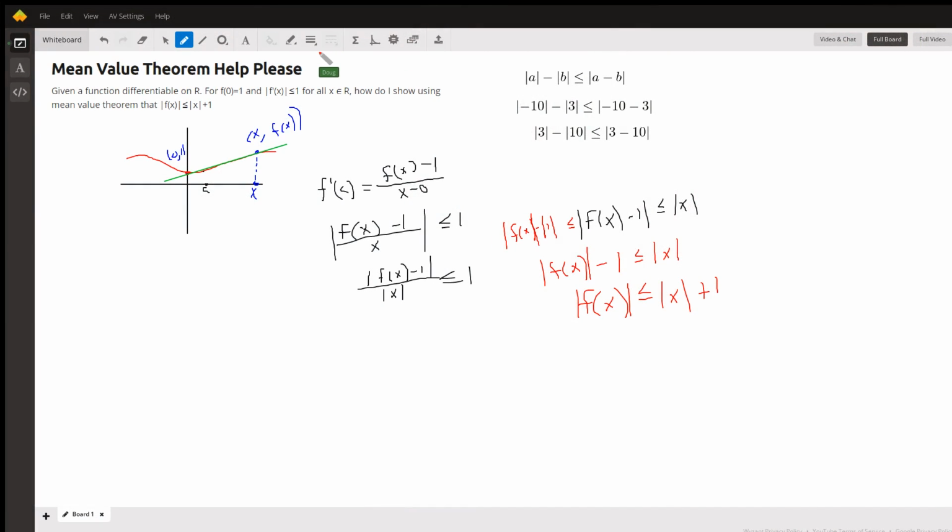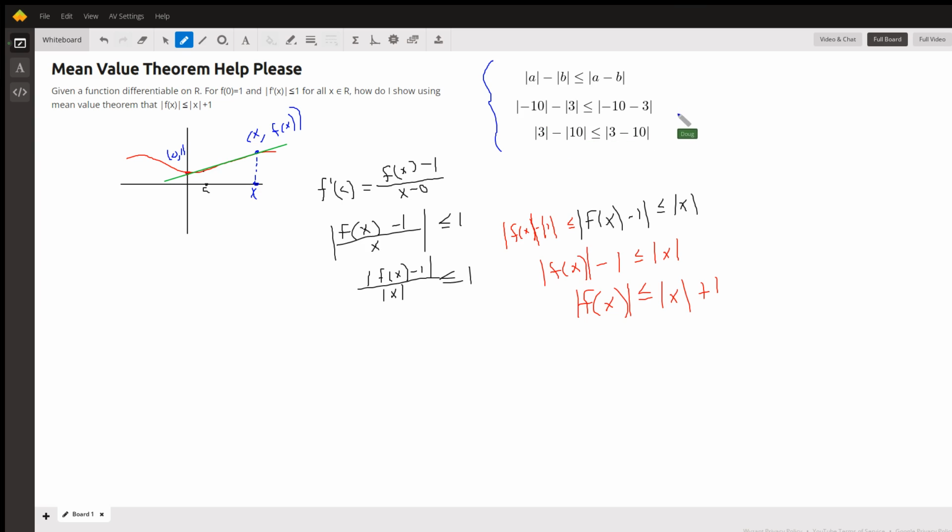Okay, to do this proof, you have to be able to use some absolute value theorems. And here's one that might not be so obvious. The absolute value of A minus the absolute value of B is guaranteed to be less than or equal to the absolute value of A minus B.